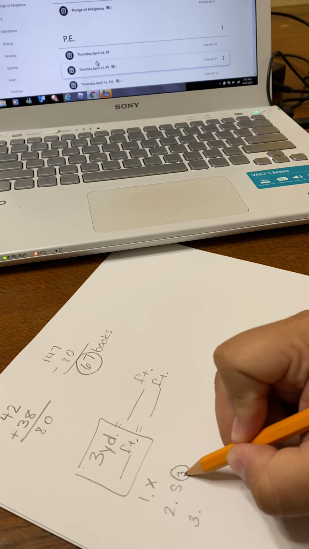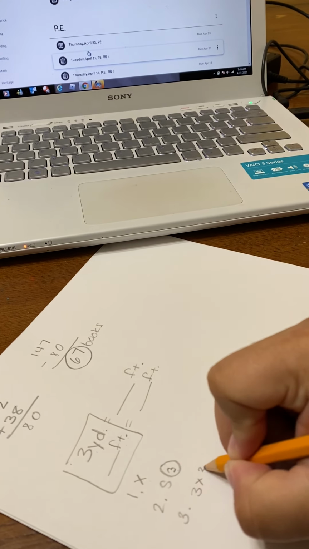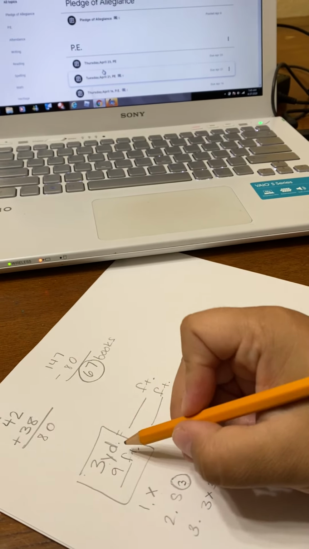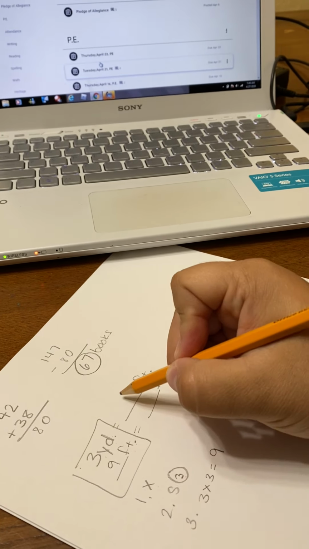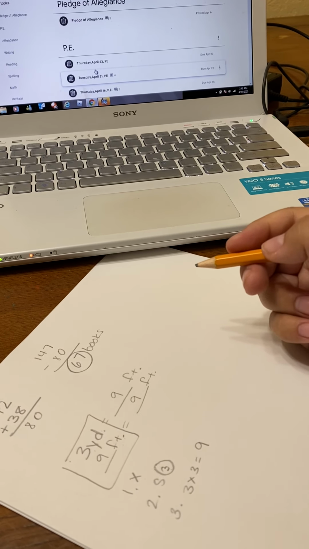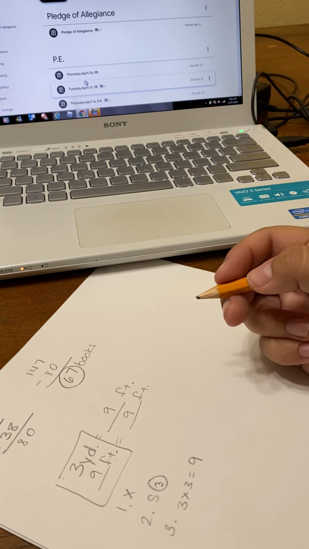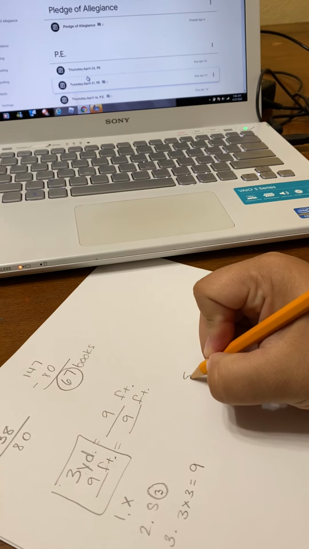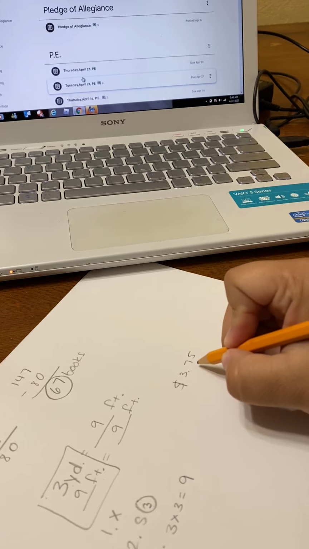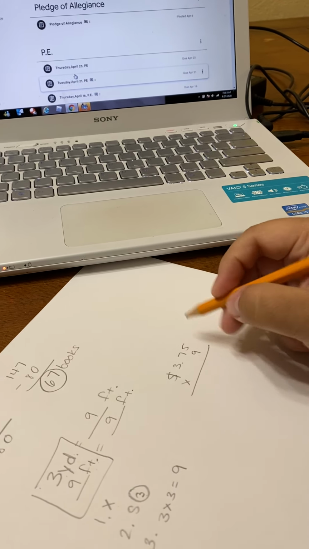Now we're going to multiply 3 times 3. And 3 times 3 is 9. So 3 yards equals 9 feet. So now that we found out that 3 yards of lumber is 9 feet, each foot they said costs $3.75. So $3.75 times 9, now we have to multiply.